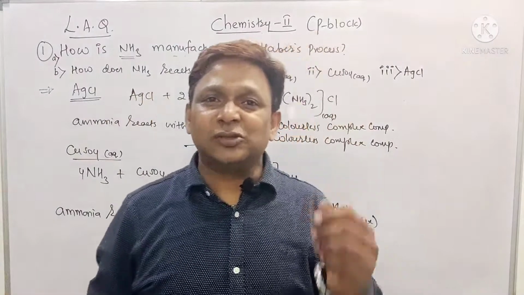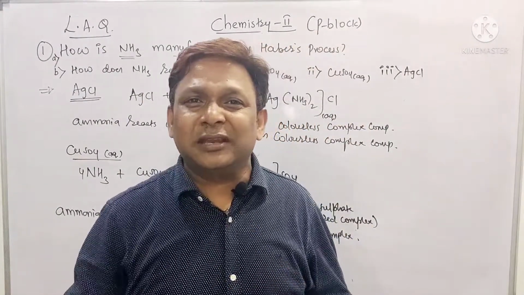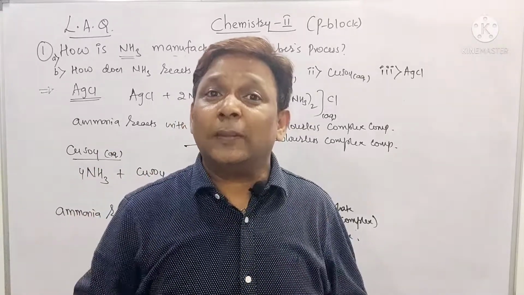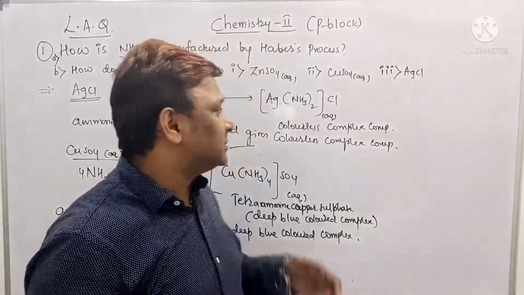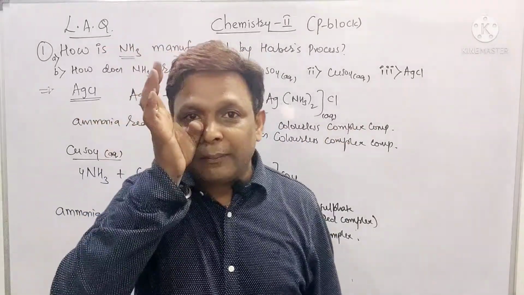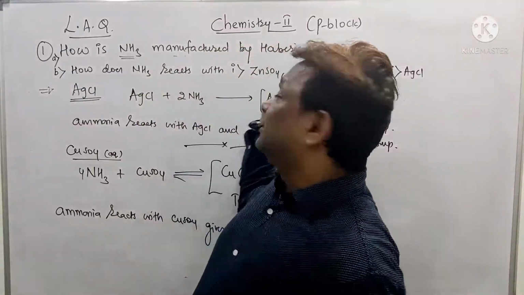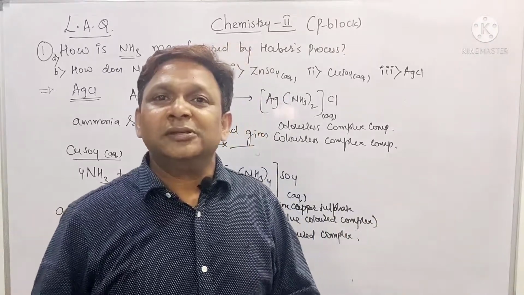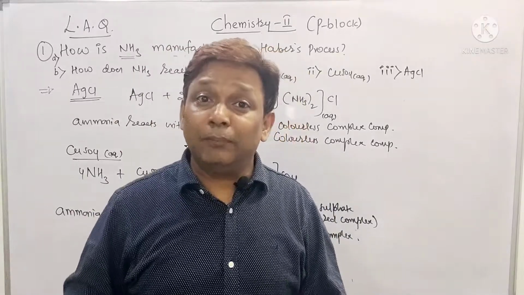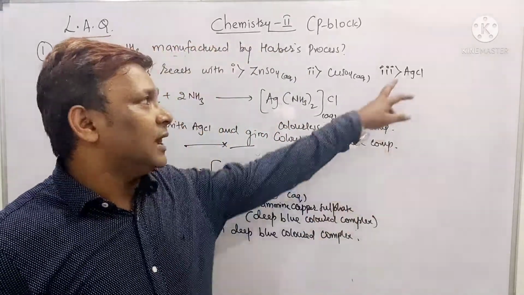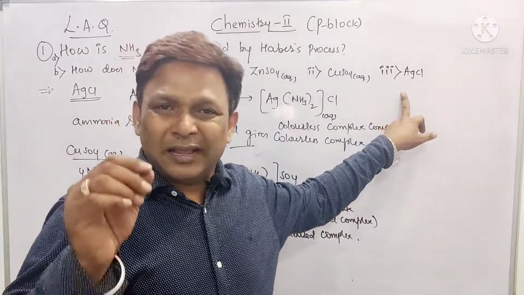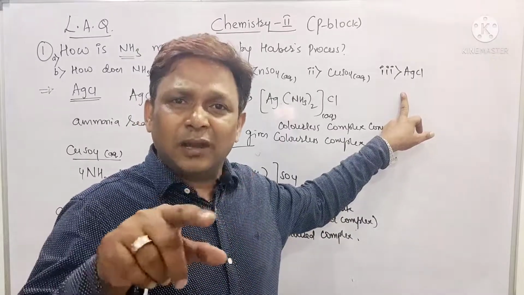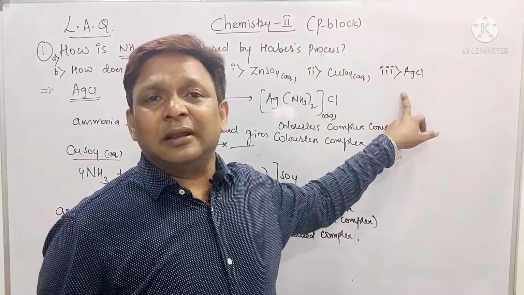How does ammonia react with ZnSO4? But for ZnSO4, don't write NH3, write NH4OH. NH4OH plus ZnSO4 gives rise to white precipitate of Zn(OH)2, plus the remaining byproduct, ammonium sulfate. The second reaction, ammonia with copper sulfate: NH3 plus CuSO4 gives rise to a deep blue colored complex compound, Cu ammonia taken 4 times sulfate. And the last one, reaction of ammonia with AgCl. NH3 plus AgCl means 2 moles of NH3 plus AgCl. What does it give? Ag, ammonia taken 2 times outside the bracket, Cl, called a colorless complex compound.